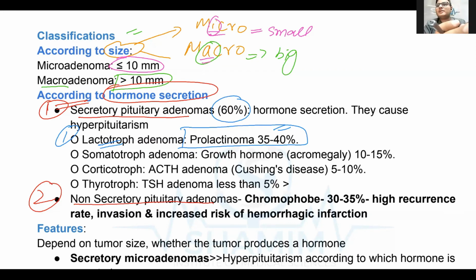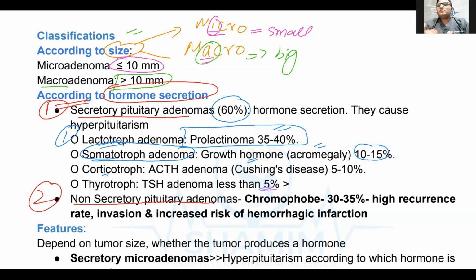The next very important one from secretory pituitary adenoma is growth hormone, which is released from somatotrophs. It contributes 10 to 15%. And if there is excess of growth hormone, that causes acromegaly. The third is corticotroph cells, releasing ACTH, and it causes Cushing disease. And the fourth is thyrotroph cells, which release TSH. It is very less common, only 5%.